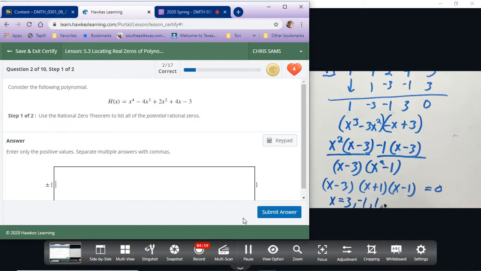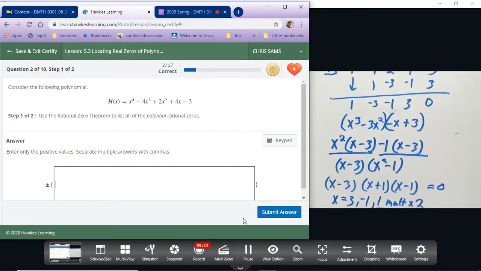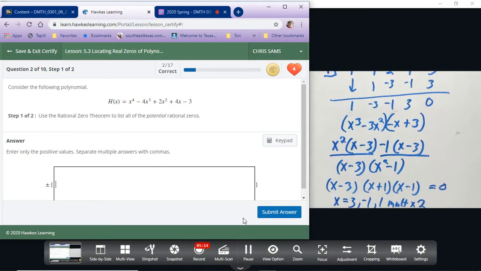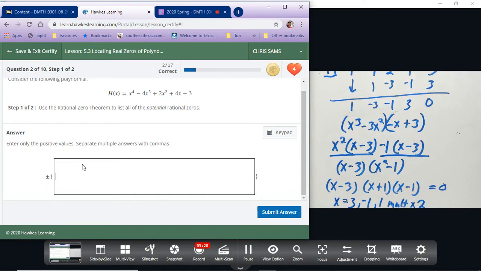So this one has what we call a multiplicity of 2, M-U-L-T, multiplicity, let's say times 2. So 1 is a double root, and then we have 3 and negative 1. Okay, so does it say anything about identifying that? It doesn't. We're not going to list it twice, so we're just going to list 3, 1.